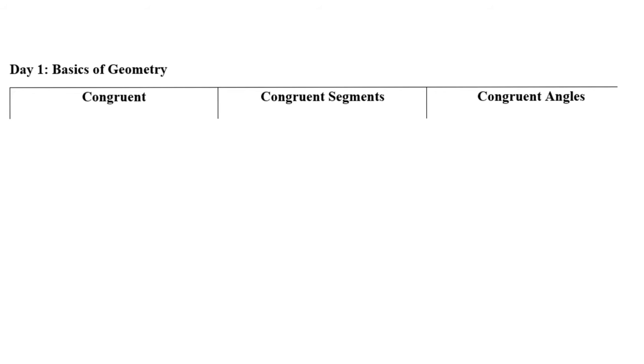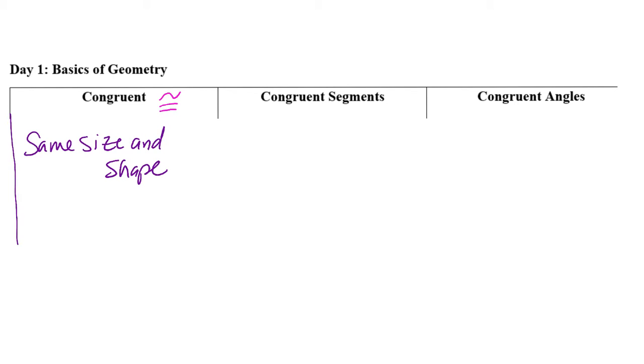All right, first thing is congruent. The symbol you'll see normally written for congruent is a little squiggly line with an equal sign underneath it. And congruent means it is the same size and shape. So it is the same size and the same shape. There's no picture for that, but there's going to be one for congruent segments.